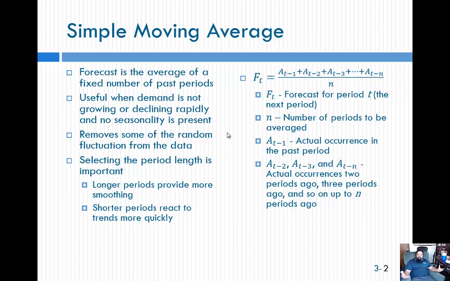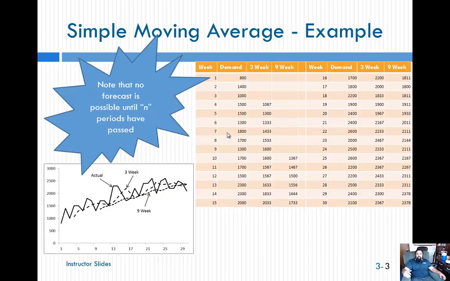It removes some of the random fluctuations from the data, and longer periods provide more smoothing, and shorter periods react to trends more quickly. In simple words, you take the average. But remember that we need to have a certain specific number of periods to really make the simple moving average happen.